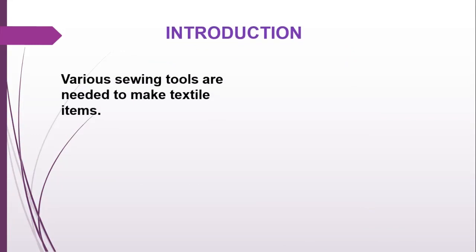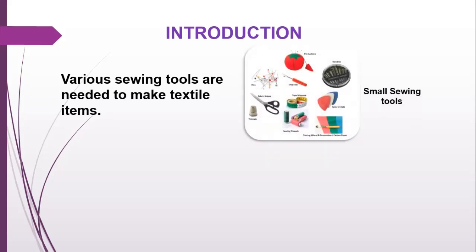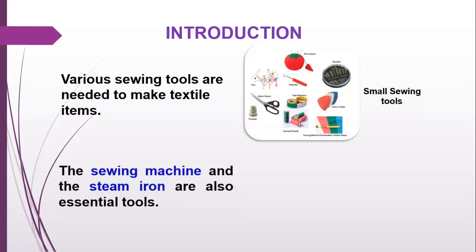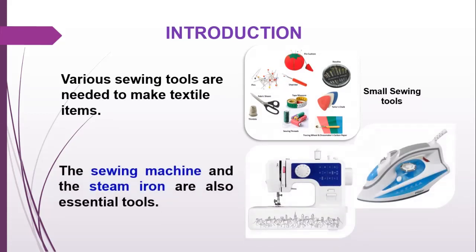Various sewing equipment are needed to make textile items. In addition to small sewing tools which you have learnt about in grade 7, the sewing machine and the steam iron are also essential tools required to make textile items.